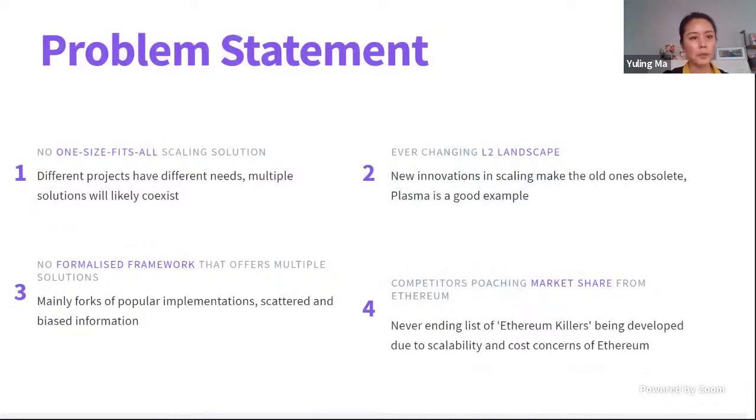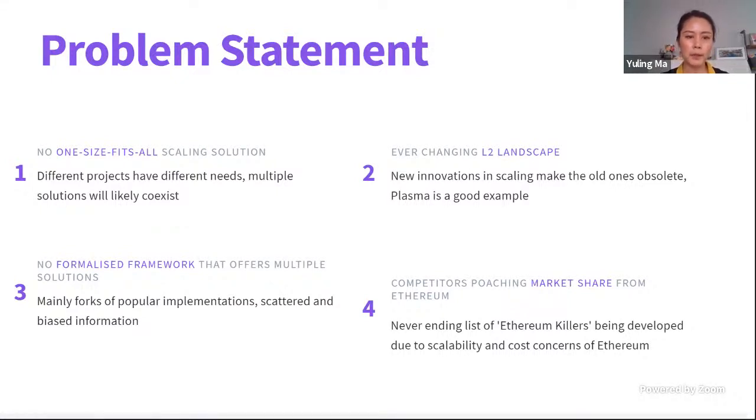With that said, let's take a quick look at the current problem statement facing scaling solutions. Apparently there's no one-size-fits-all scaling solution. As an example, I shared the Plasma chain and also the POS chain, and we can see that different apps may have different requirements.